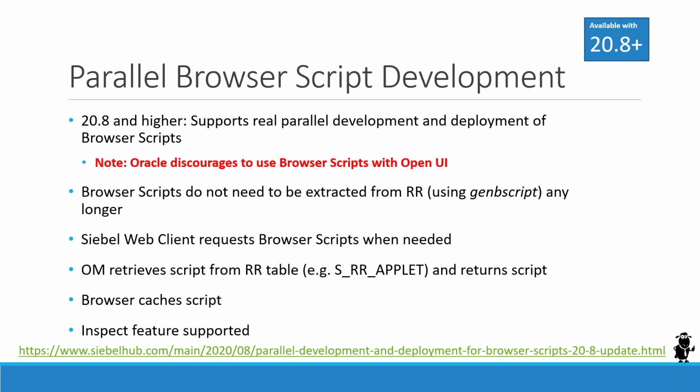Also in 20.8, browser scripts have been re-architected, and the big message here is that the generate browser script utility, GenBScript, is no longer necessary. It's no longer necessary to extract browser scripts from the runtime repository and put them on the AI folders. Instead, browser scripts are now retrieved from the runtime repository table of the parent object, such as SRR applet, and the script is returned to the browser in real time, and the browser caches the script and executes it.